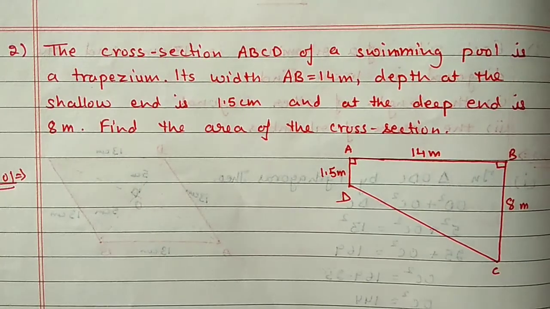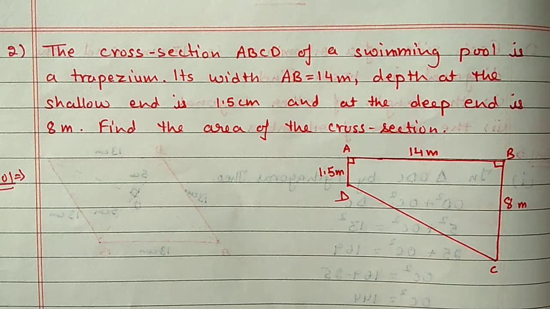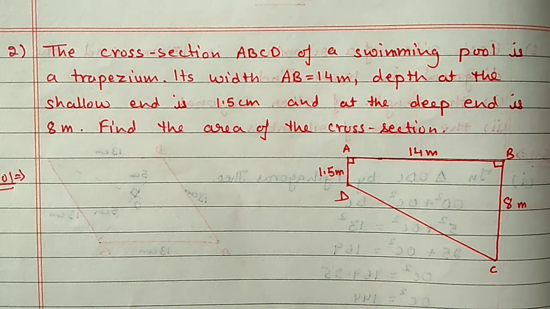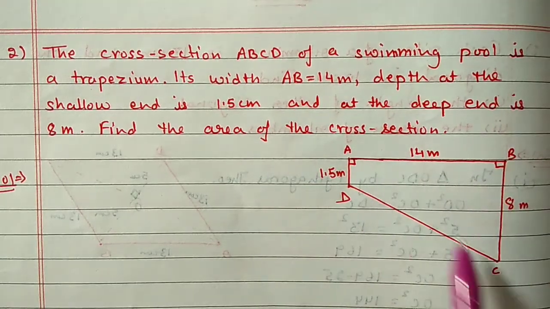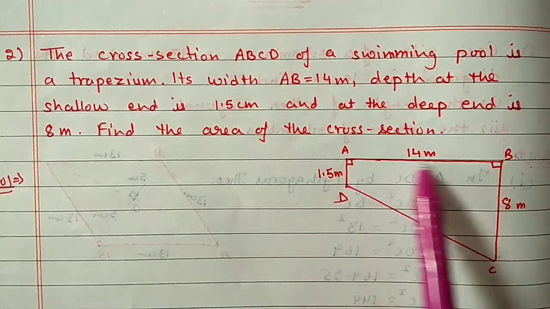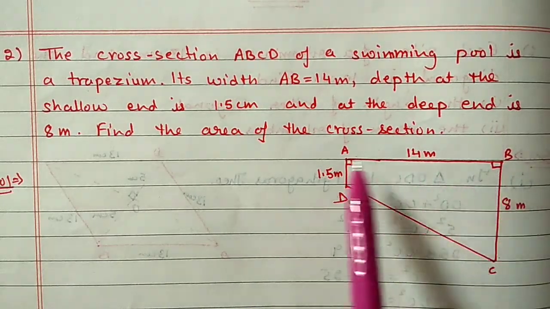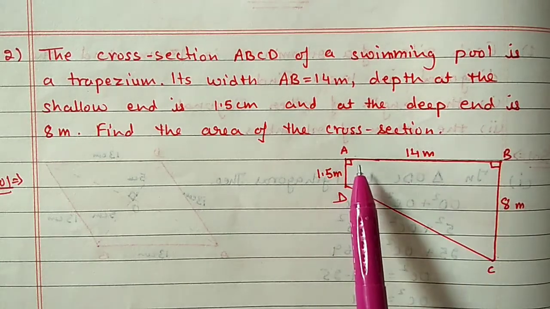Next question number 2. The cross section area of a swimming pool is a trapezium. Its width AB is 14 meter, depth at the shallow end is 1.5 meter and the deep end is 8 meter. Find the area of the cross section. So you can see here this is in the form of trapezium. These two are the parallel sides and this is the perpendicular distance between these two parallel sides, because here 90-degree angle is mentioned.